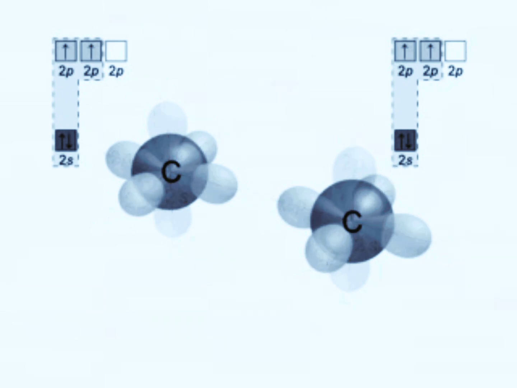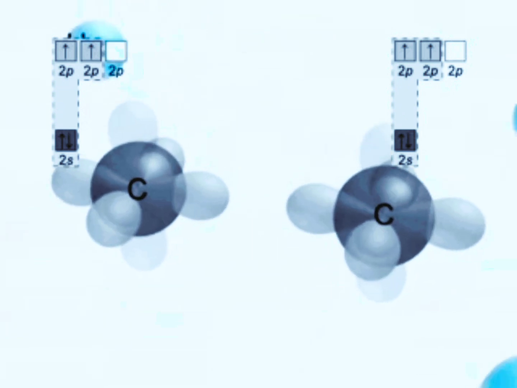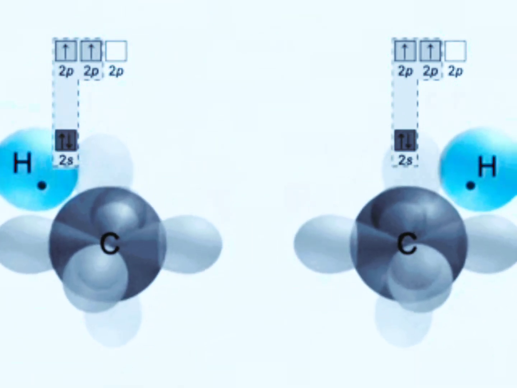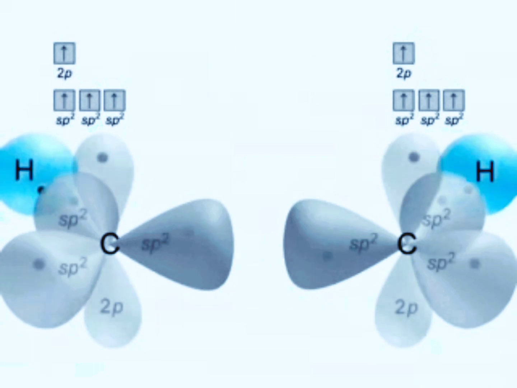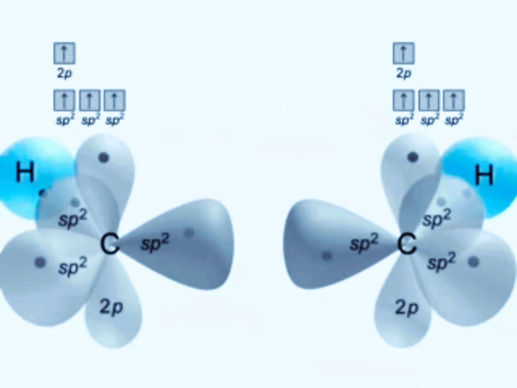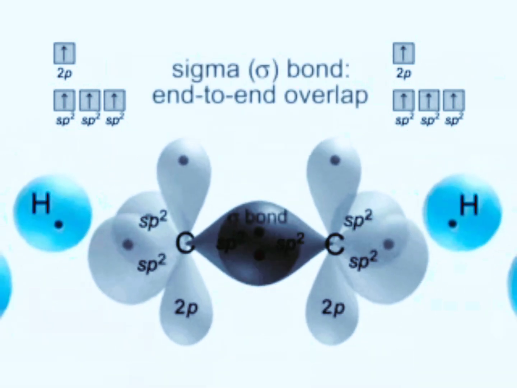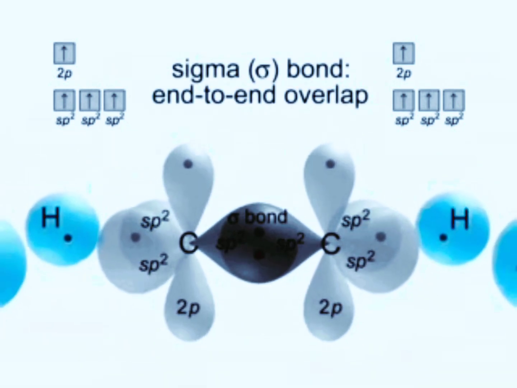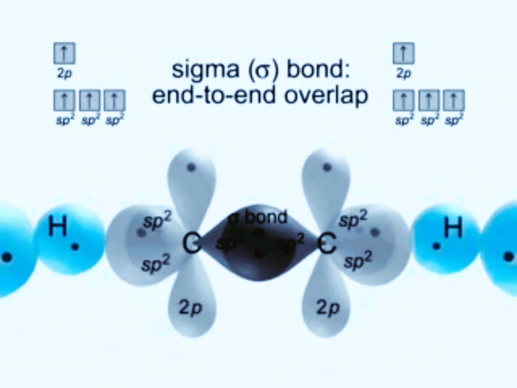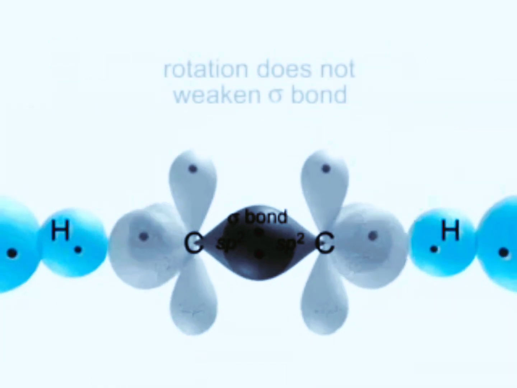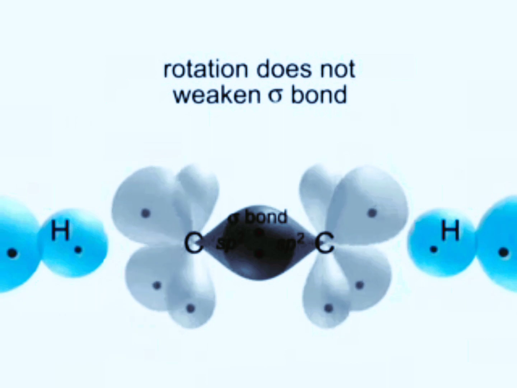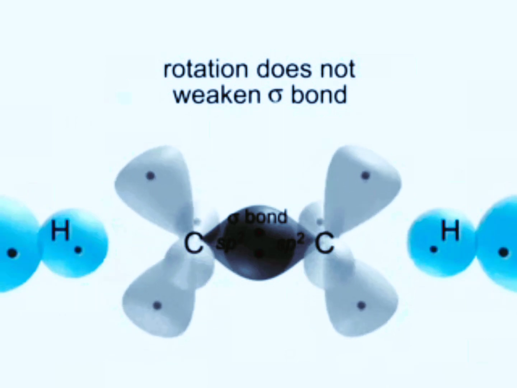Here, each carbon is undergoing sp2 hybridization. Note how the unhybridized 2p orbitals lie perpendicular to the trigonal plane of sp2 hybrids. The 2 sp2 orbitals facing each other overlap end to end. The bond they form is called a sigma bond. It is symmetrical along an imaginary line between the nuclei and is not weakened by the rotation of one atom with respect to the other.